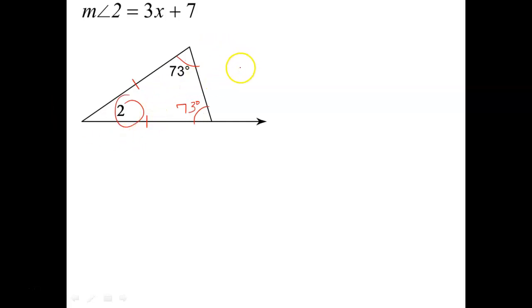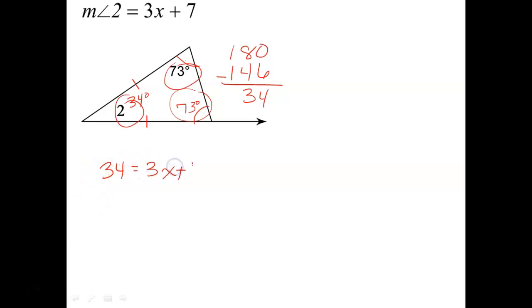So what is that? 180 minus 146, and that is 34. Do you guys understand where I got the 146 from? This angle plus this angle. So it's 34 degrees. So angle 2 is 34 degrees, and then you just plug it in and solve. 34 equals 3x plus 7. Subtract 7 from both sides, and you get 27. And divide both sides by 3, x equals 9.